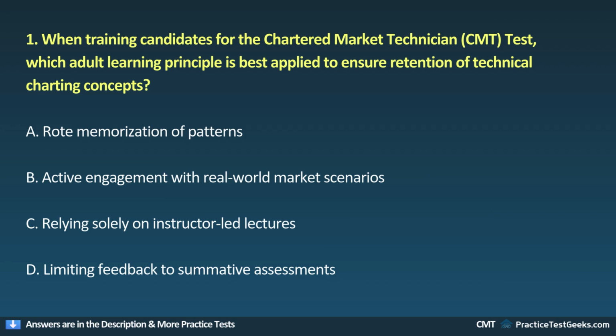1. When training candidates for the Chartered Market Technician (CMT) test, which adult learning principle is best applied to ensure retention of technical charting concepts? A. Rote memorization of patterns. B. Active engagement with real-world market scenarios. C. Relying solely on instructor-led lectures. D. Limiting feedback to summative assessments.